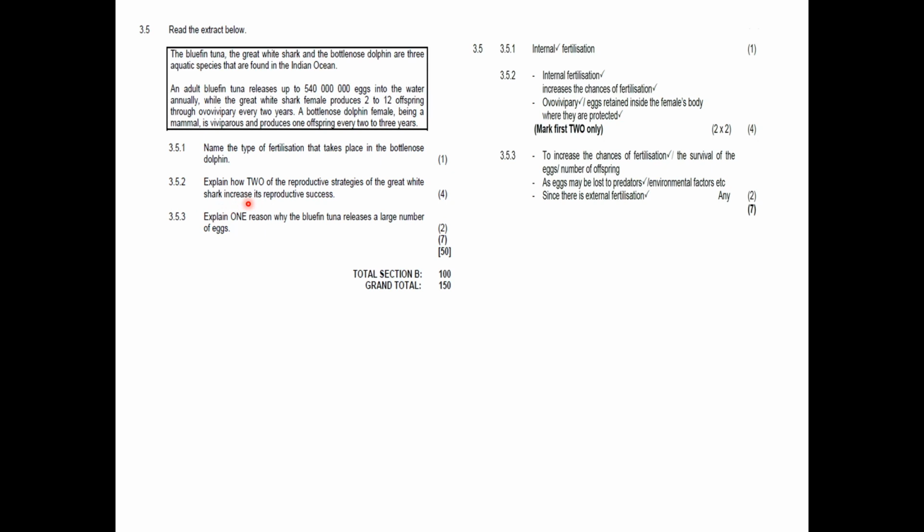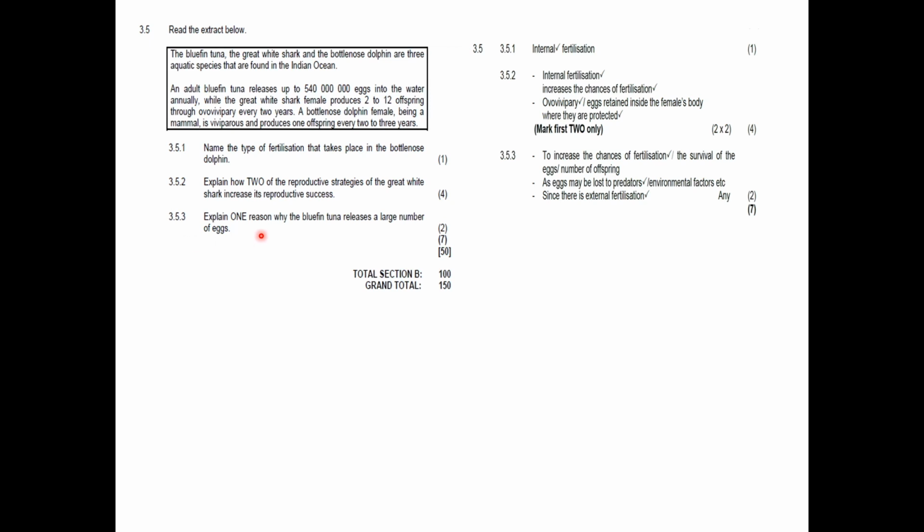3.5.2. Explain how 2 of the reproductive strategies of the great white shark increase its reproductive success. So let's look at the great white shark. It's ovoviviparous. So fertilization is internal. So that will increase the chances of fertilization, and the ovum or the egg is inside the female's body where it's protected. Very well protected from predators and environmental conditions.